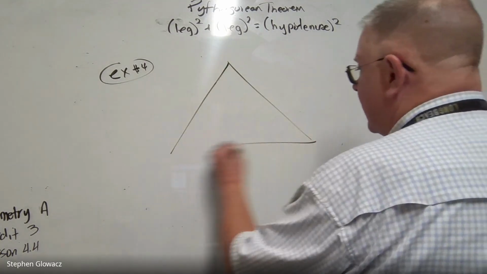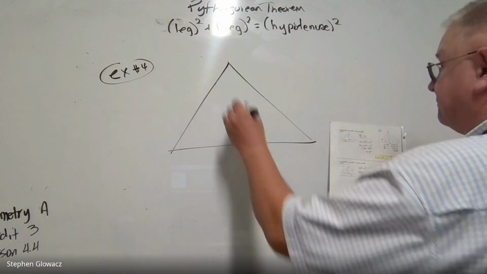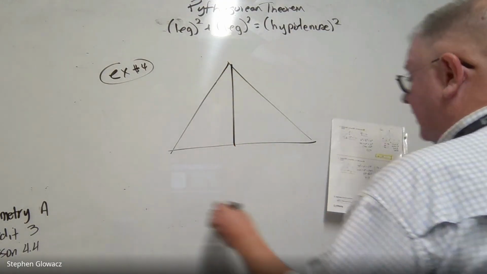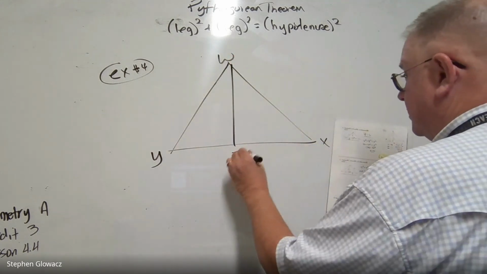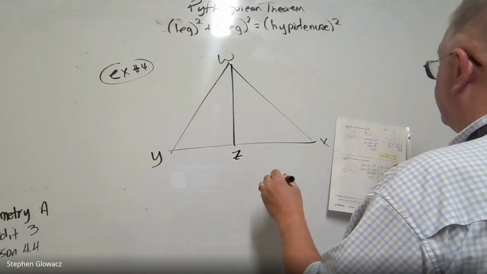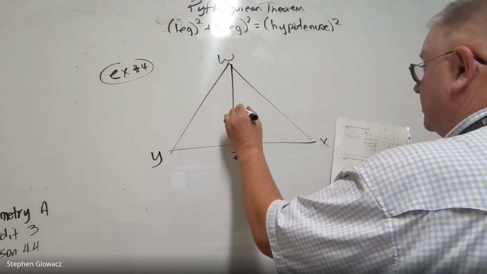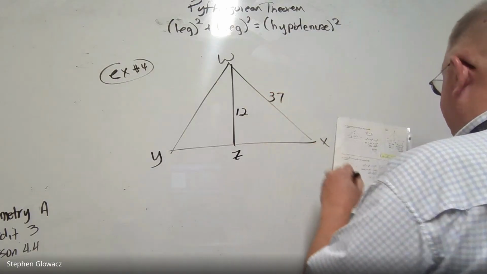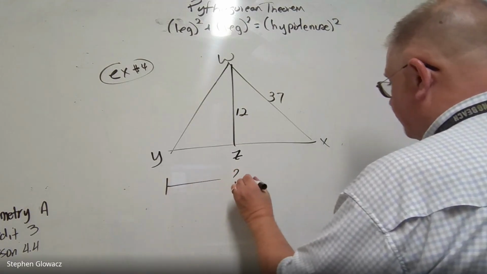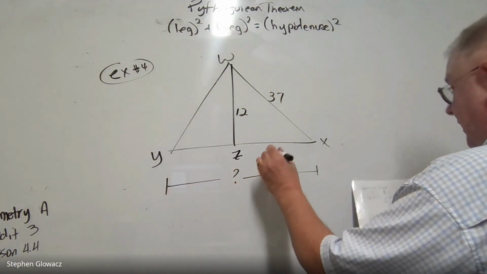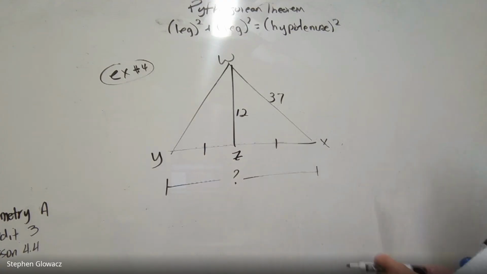All right, so let's go ahead and draw our triangle up here. And we're going to label it with the same letters. And this is going to be 12. This is going to be 37. And this here is what we're trying to figure out. And once again, these are marked as equal.